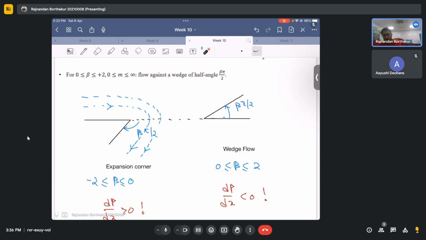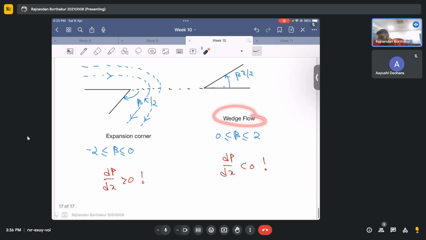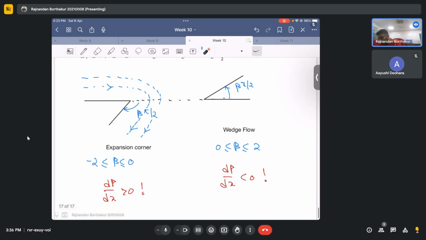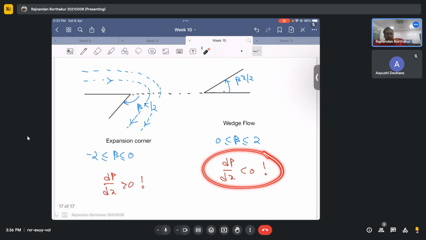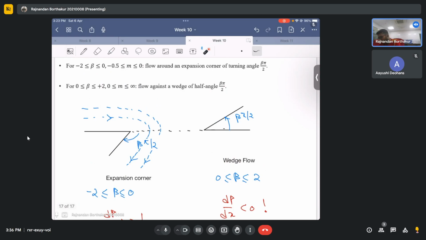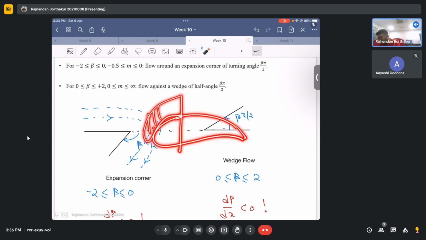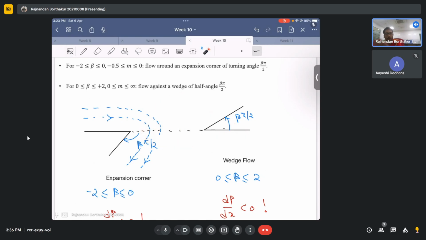And if beta is positive, as in this case of a wedge flow, you will not see flow separation here because we have a favorable pressure gradient, and this is indeed observed. Okay, for instance, if there is an aerofoil which is of this shape, you don't see flow separation up to this region, and this is something that you guys would appreciate. Up to this region you don't see flow separation, but in the wake region this is something that happens.